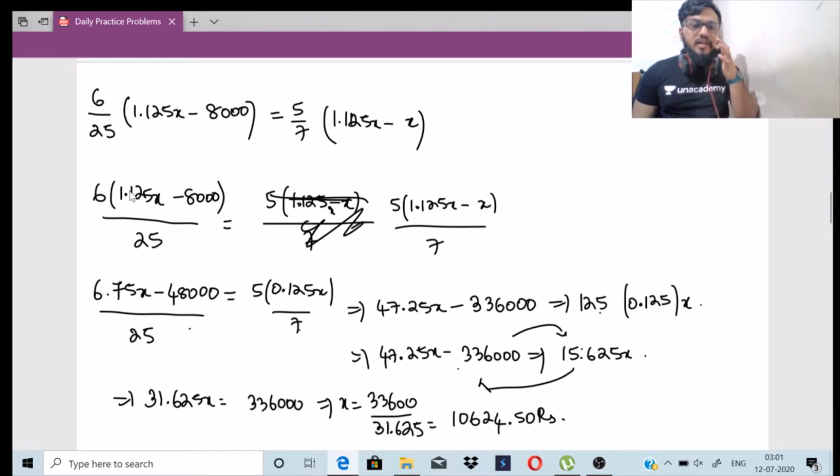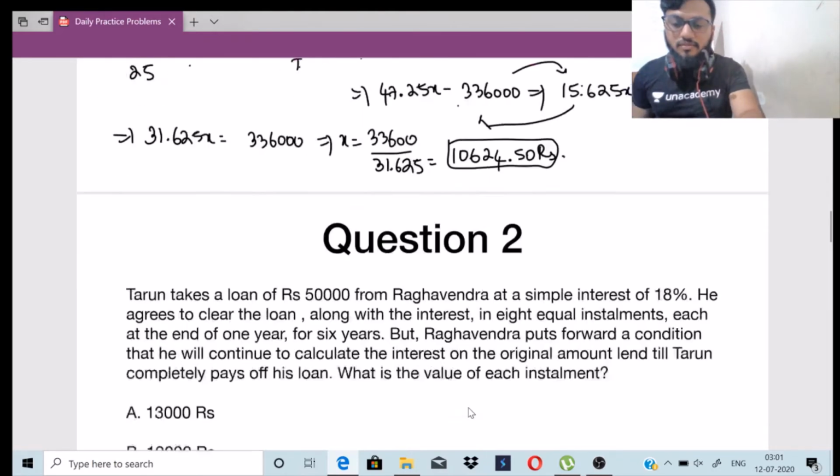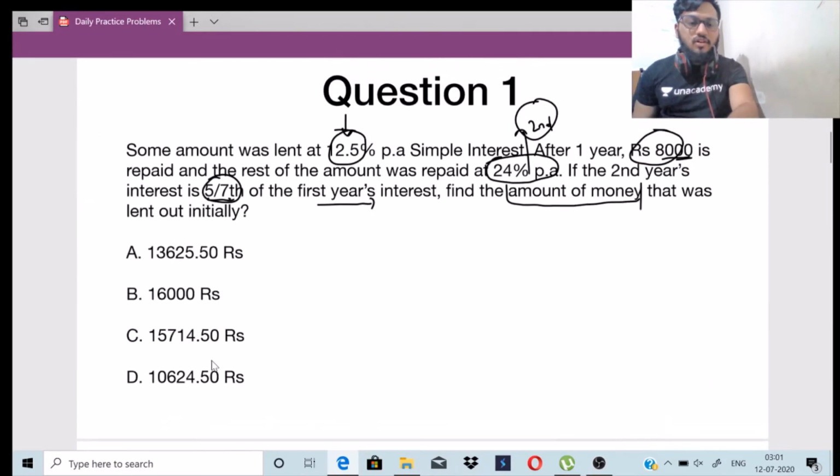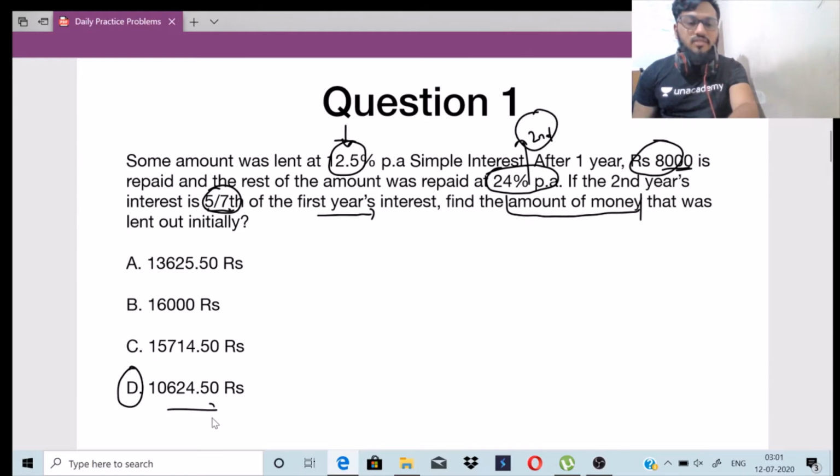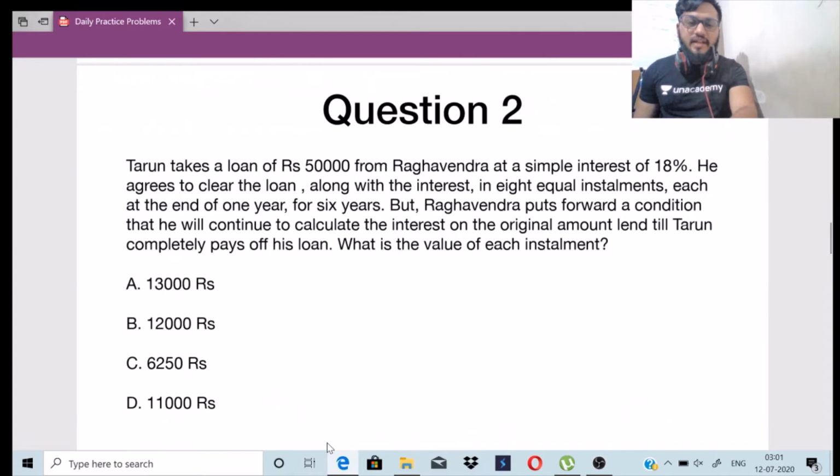First we will find out the 24% wala. We will take a fraction of it because you have a fraction here also. It is equal to 5 by 7th of the first year's interest. Then cross multiply it. You will get the answer as 10,624.50. Go back to the options. It is option D. 10,624.50 rupees. Chalo, let's move on to the second question.